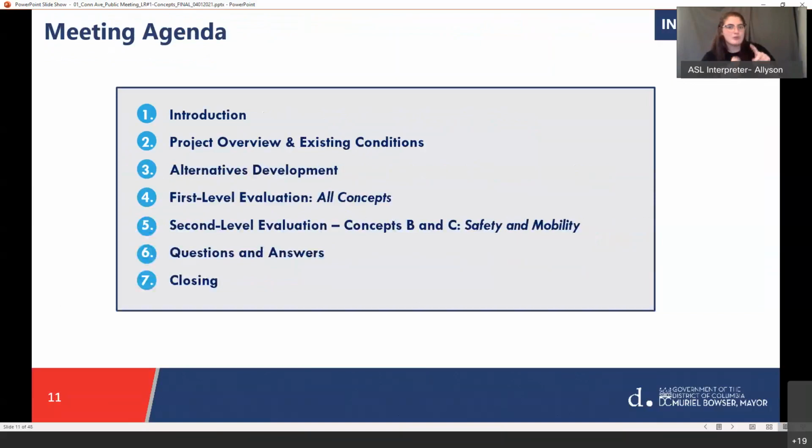In terms of our meeting agenda for the learning room, we'll do a project overview and the existing conditions. We'll talk about the alternatives that we developed and how we evaluated the alternatives. We'll talk about concepts B and C and our safety and mobility improvements, and we'll answer your questions before closing.